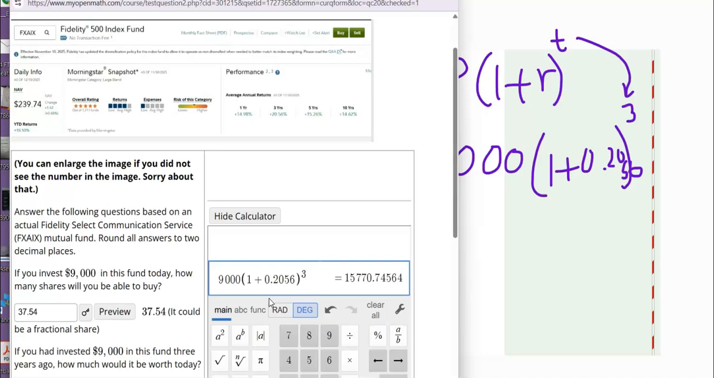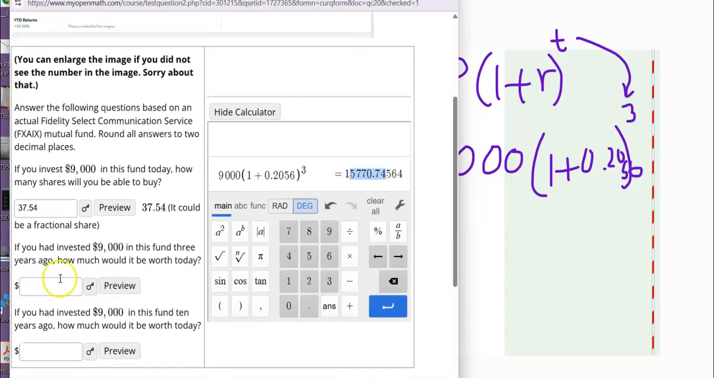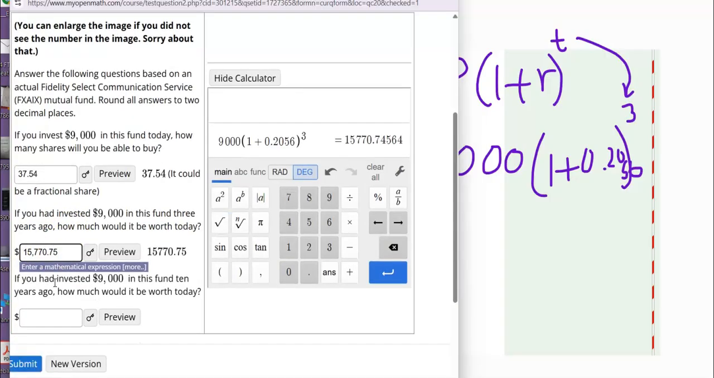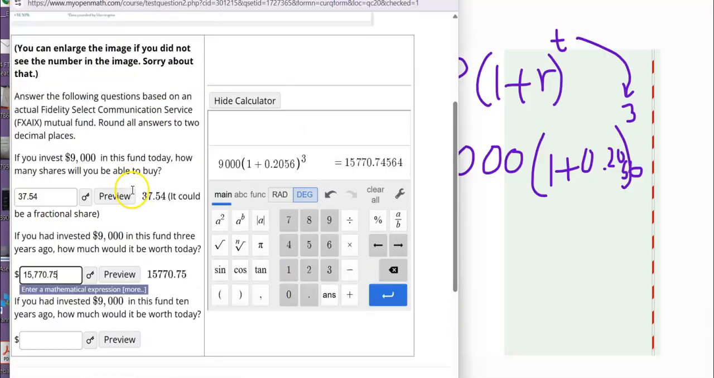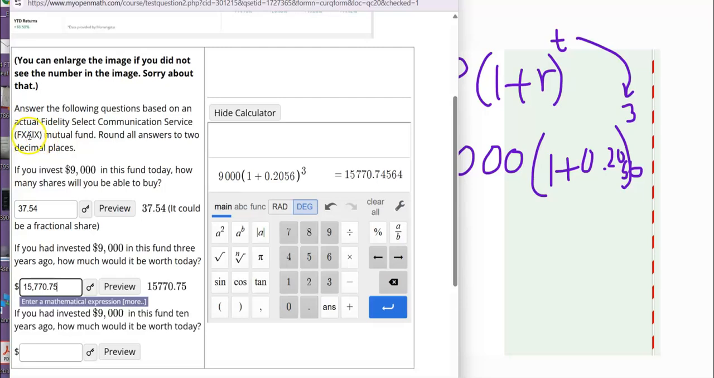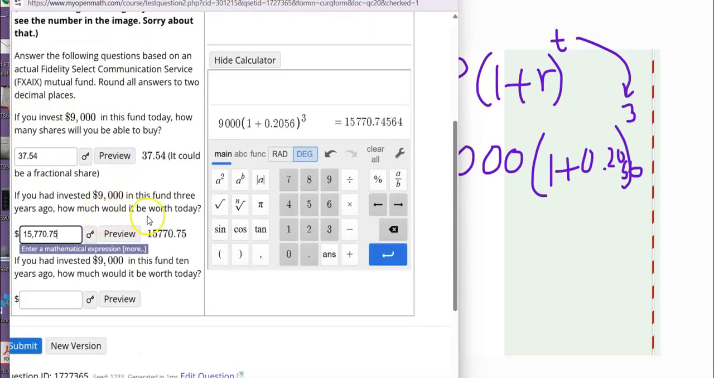So it's going to be $15,770.75. I'm going to put that, 15,770.75. Notice that 745 gives you 75. If you want to put the comma, it's okay, you can put the comma too. So it's worth this much if you invest $9,000 in that Fxaix mutual fund 3 years ago.